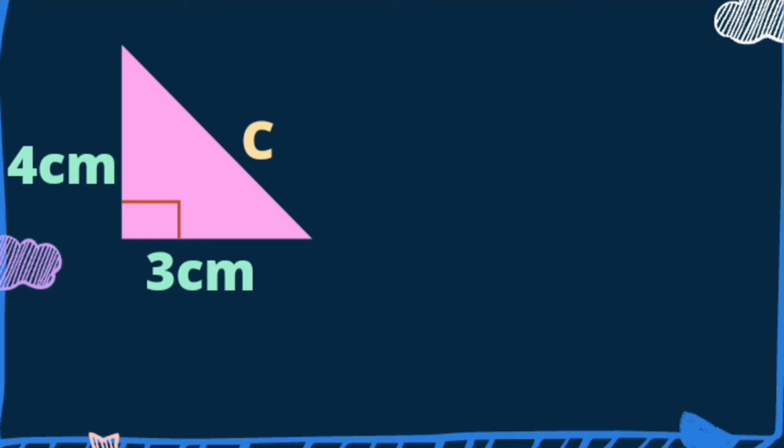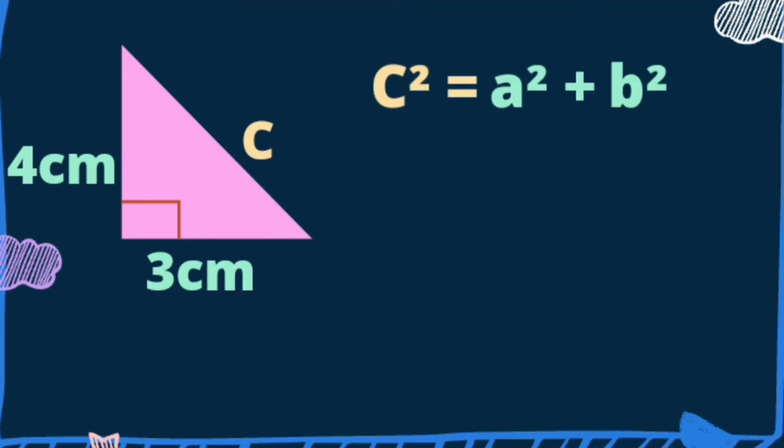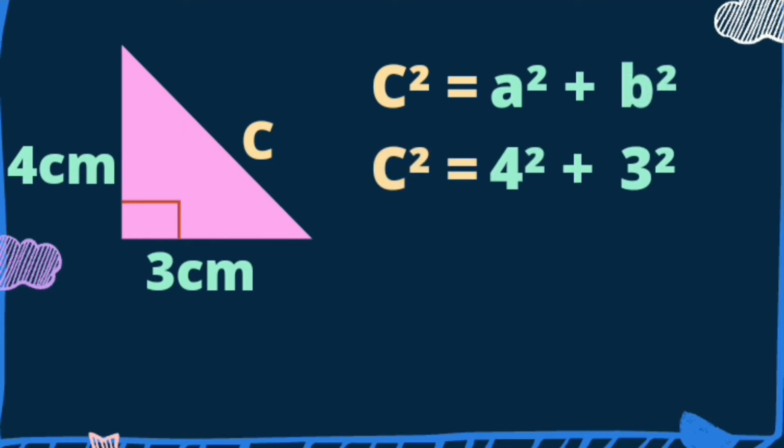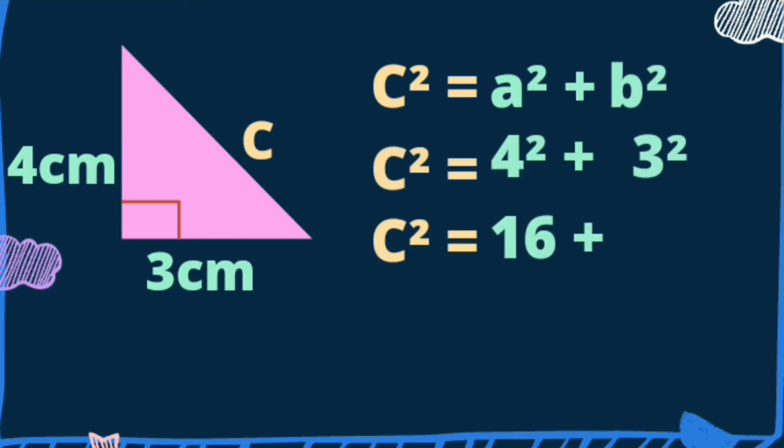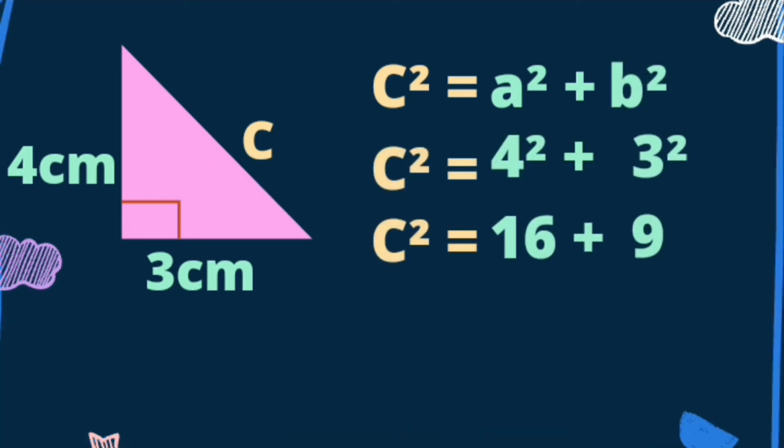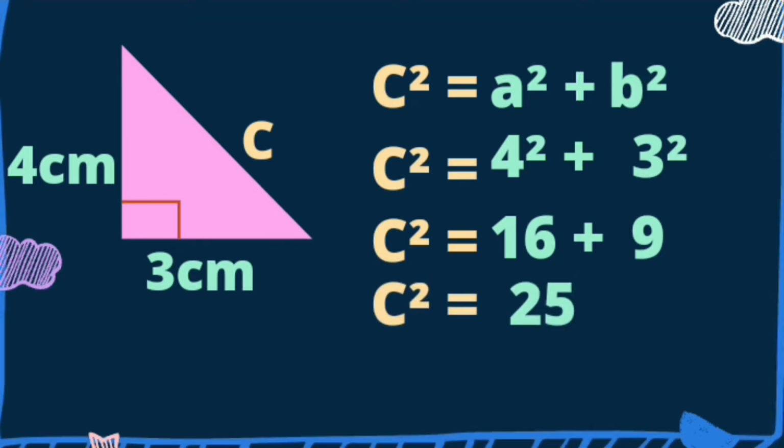Remember that Pythagoras' theorem states that the square of the hypotenuse is equal to the sum of the legs all squared. If you plug in the given values, you would have C squared is equal to 4 squared plus 3 squared. 4 squared is equal to 16 and 3 squared is equal to 9. 16 plus 9 is equal to 25.